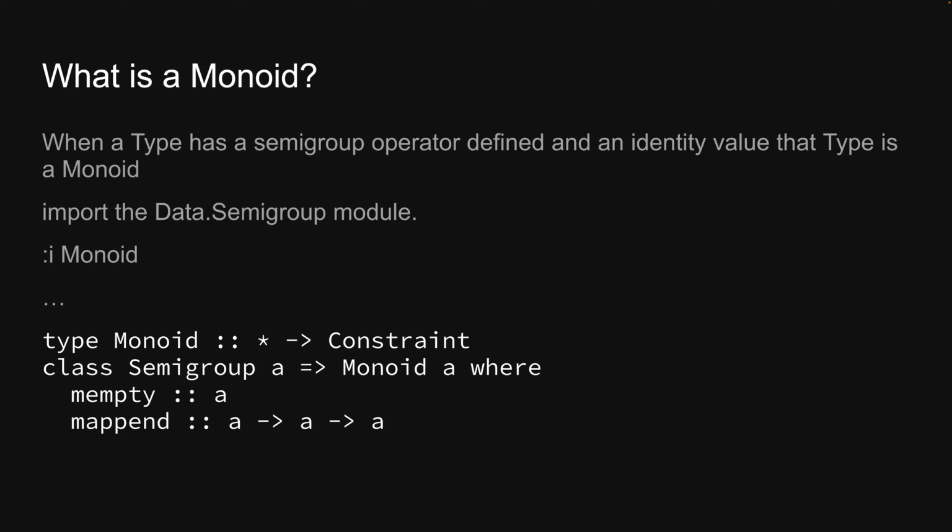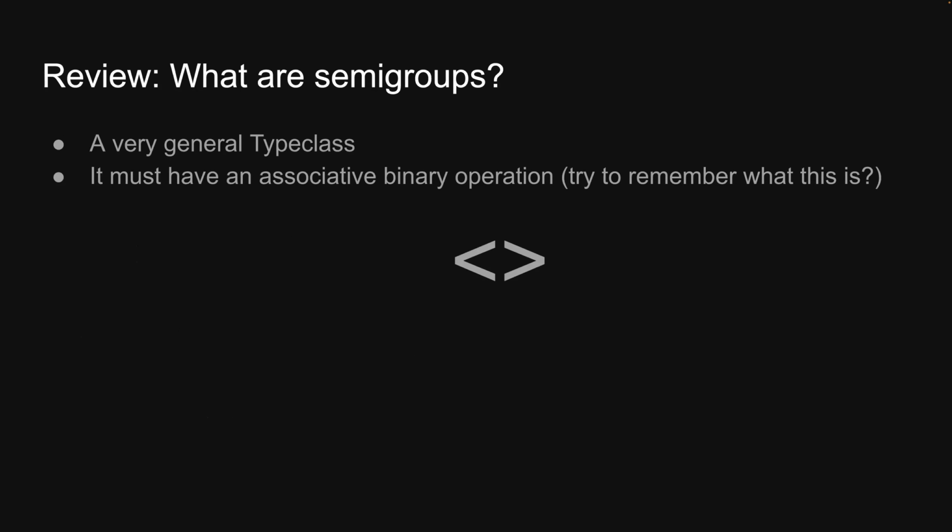And if we take a look at what a monoid is by getting the information about the monoid, we would see that Monoid is a type class, and it has the constraint that it should have a Semigroup instance, and it should have a mempty and mappend. So mappend is that semigroup operator, that less than greater than.